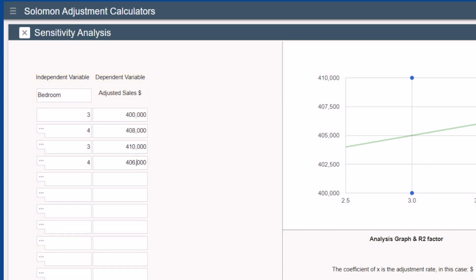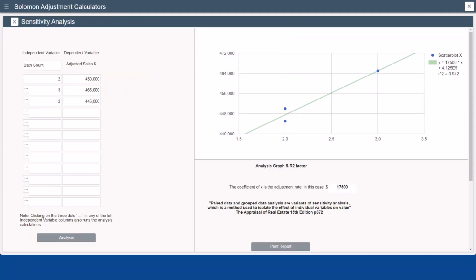You can use sensitivity analysis for bedroom count, bath count, garage stalls, site size, age, GLA, anything that has a number you can use as the independent variable, and then adjusted sale price after all other adjustments have been made. Adjustment categories such as view, location, condition, and quality can be adjusted by applying a rating for the independent variable and adjusted sale price as the dependent variable.